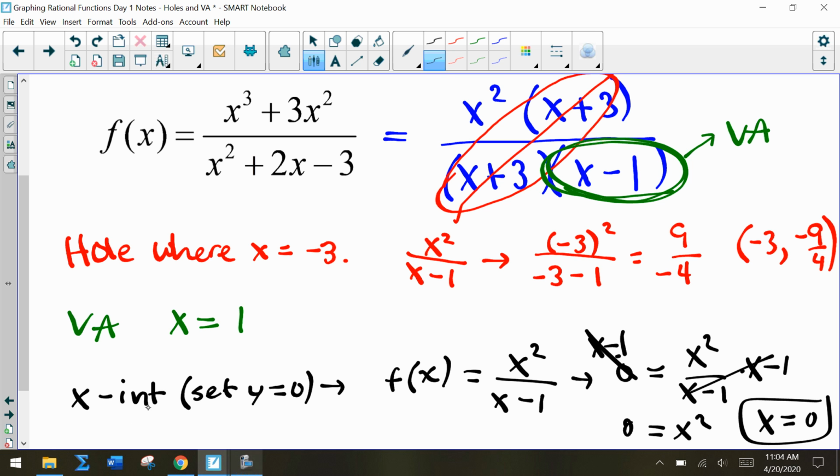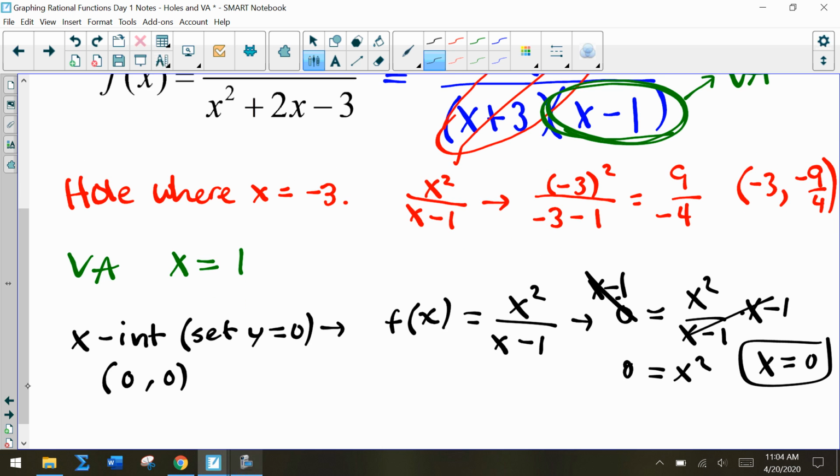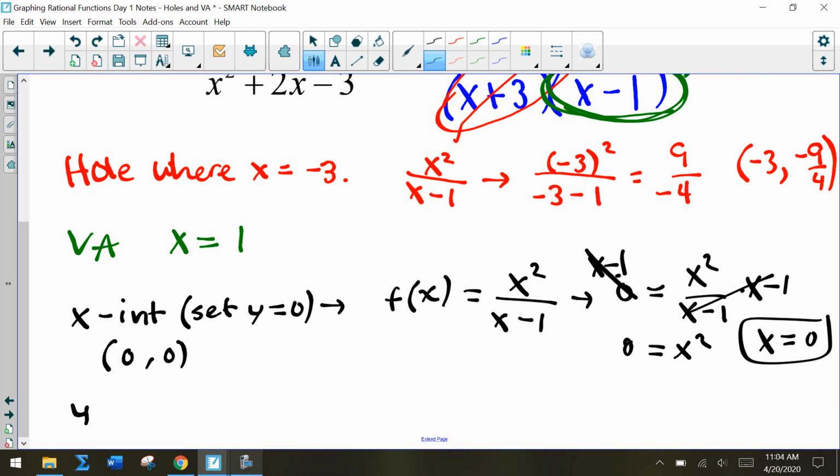So x equals 0. So if I have a y-intercept at 0, 0, or sorry, if I have an x-intercept at 0, 0, that's the origin. So that is also my y-intercept.